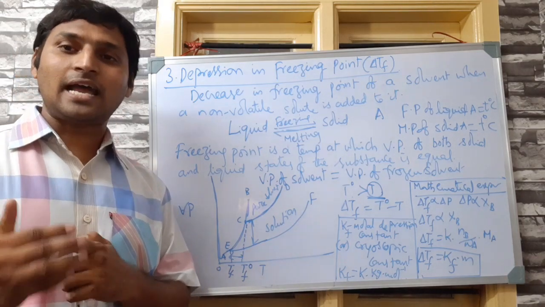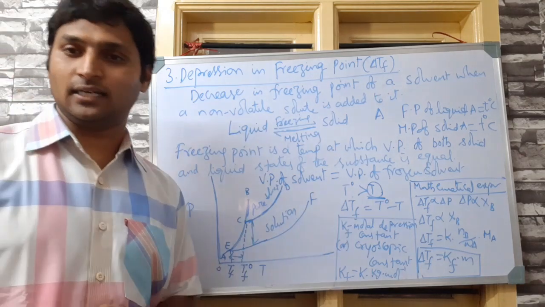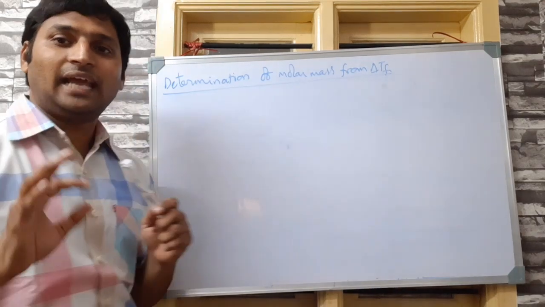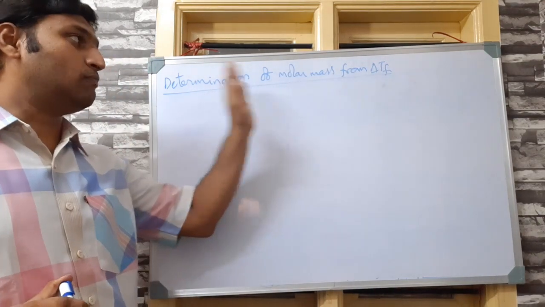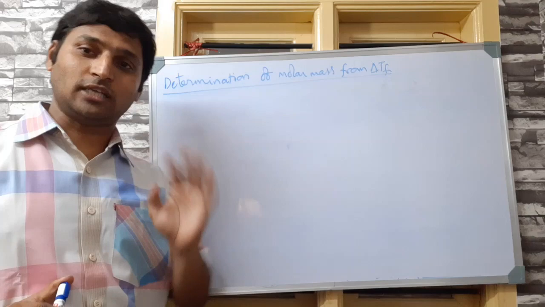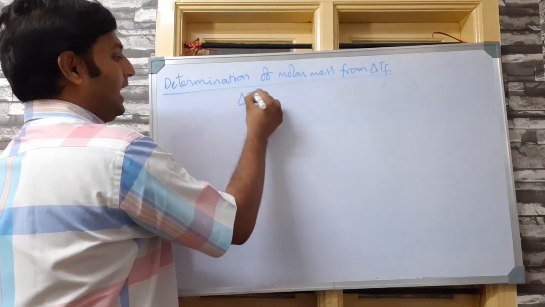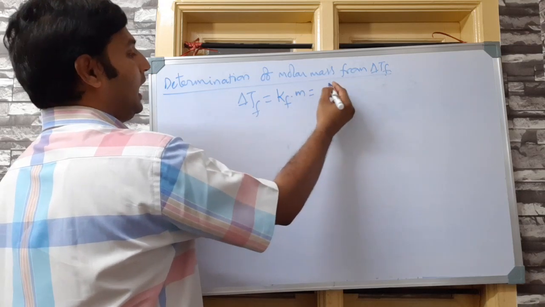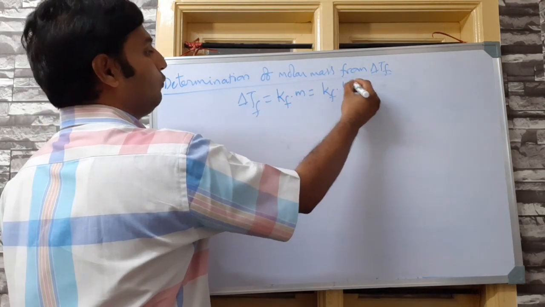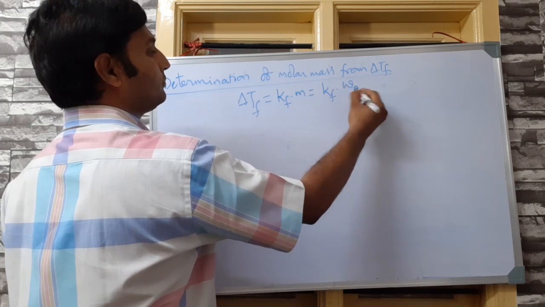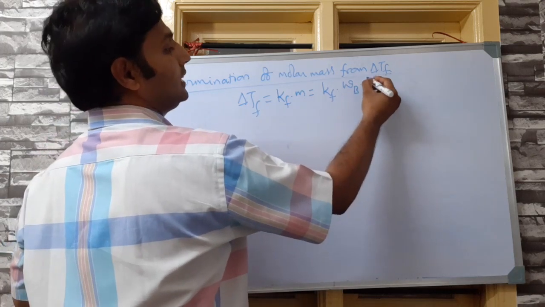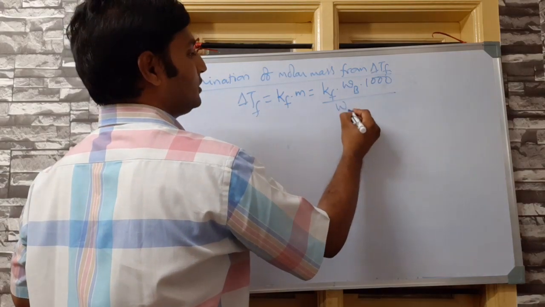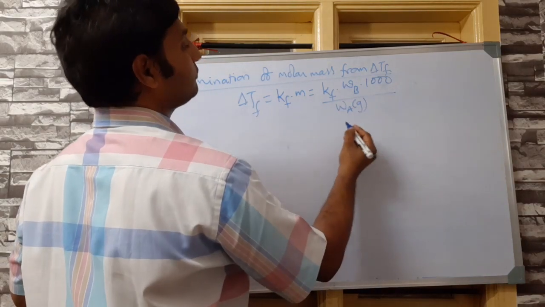Clear? Now the relation between molar mass and depression in freezing point. Again, determination of molar mass of solute from delta Tf also is absolutely identical. I am just rushing up. Delta Tf is equal to Kf into m, and you know molality is weight of solute into 1000 divided by weight of solvent in grams.